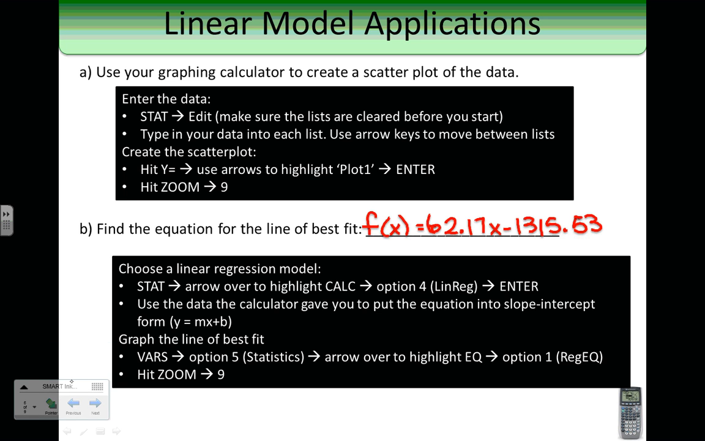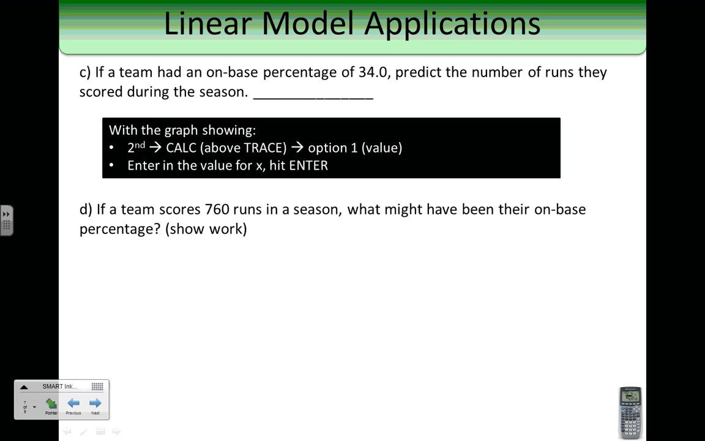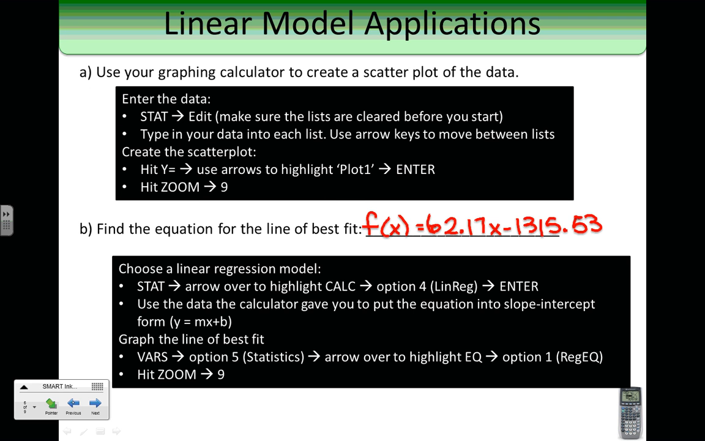Once we have the equation for the line of best fit, then we can use that to predict the number of runs they scored during the season. So we're going to graph the line of best fit, and then use it to make some predictions.